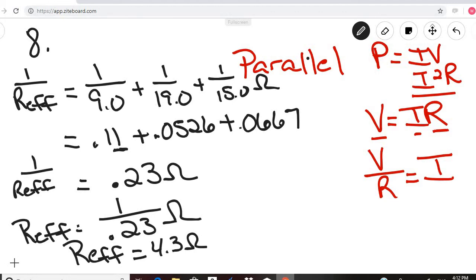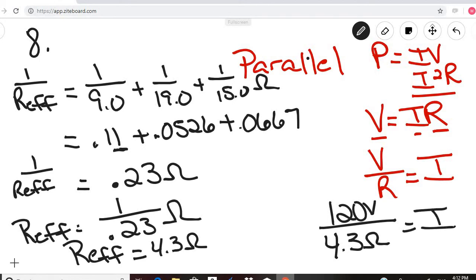Okay, so now we can plug that in here. We were given the voltage as 120 volts. So 120 volts divided by 4.3 ohms is going to be equal to I. And what you should get with two significant figures is 28. And a volt over an ohm is an amp. So that is equal to I.